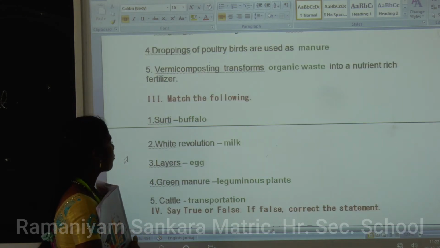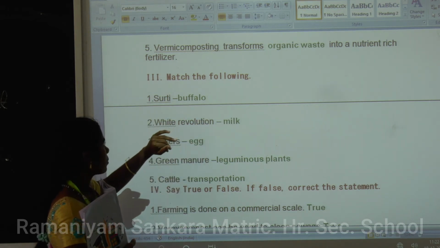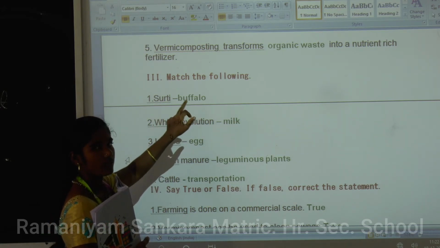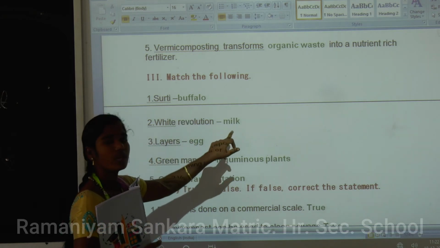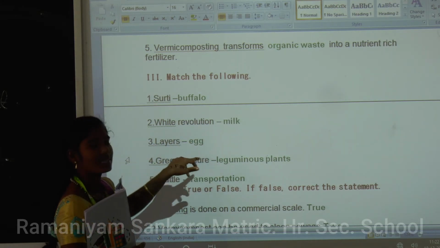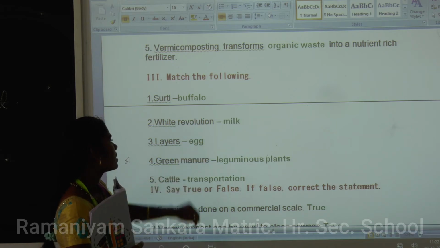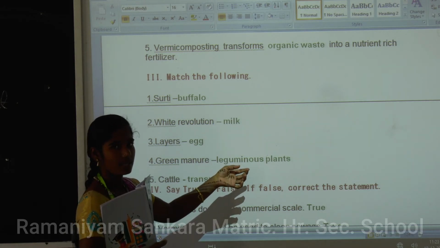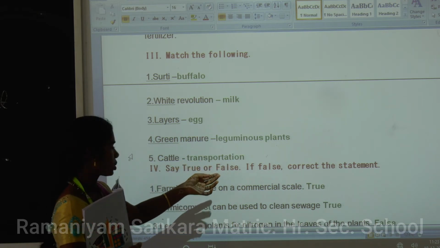Okay, next match the following. I gave the correct answers, straight answers, here. In the same way you can follow for your exam. Shruti is a buffalo breed. What is the type? Buffalo breed. Next, white revolution. White revolution is regarding milk production. And the third one is layers. Layers are a type of egg layer, that is, egg laying hen. Next, green manure. Green manure, for example, leguminous plants. Cattle, we also use for transportation purposes.